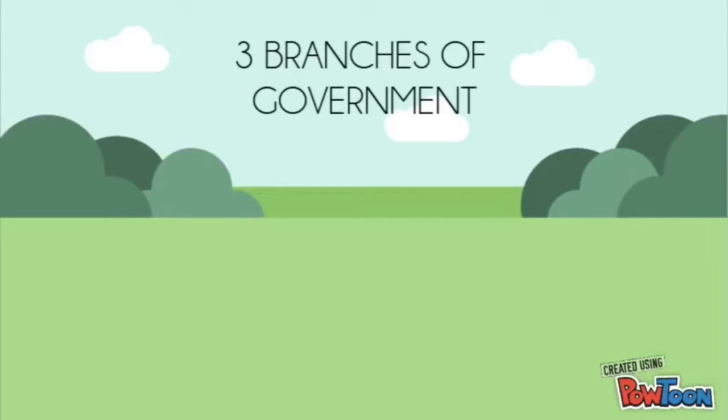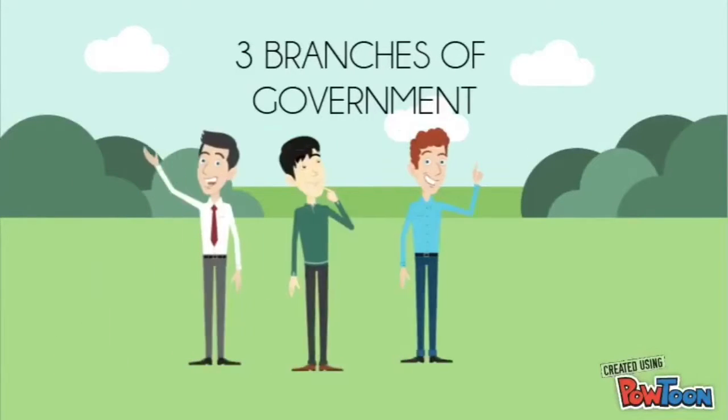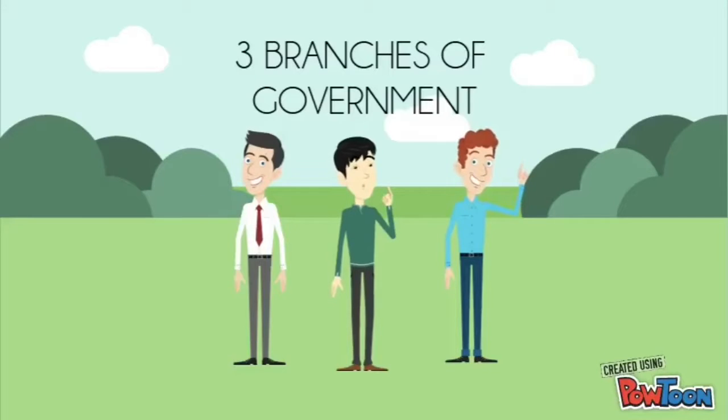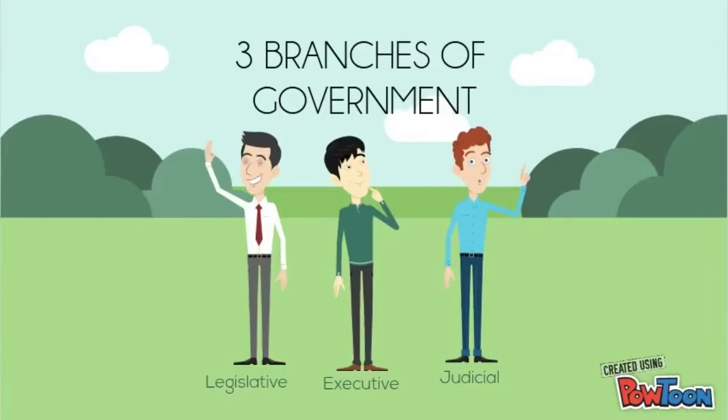There are 3 branches in the U.S. government: legislative, which is listed in Article 1, executive, which is listed in Article 2, and judicial, which is listed in Article 3 of the Constitution.